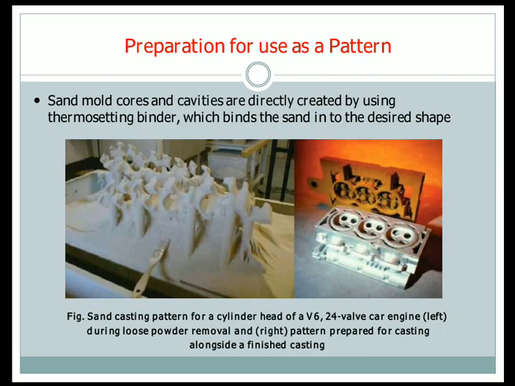Sand mold cores and cavities are directly created by using a thermosetting binder, which binds the sand into the desired shape. That is, sand molds are created and bound together by a thermosetting binder. A thermosetting binder is subjected to high temperature, that is, baking. Baking means the part which is to be manufactured is subjected to high temperature for some specific time. If we do this, we will get the hard sand model.